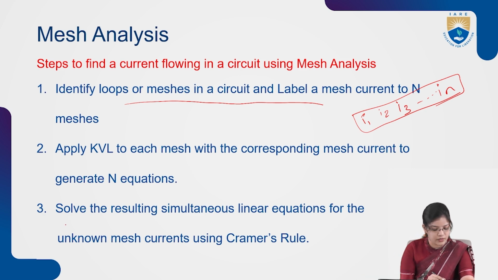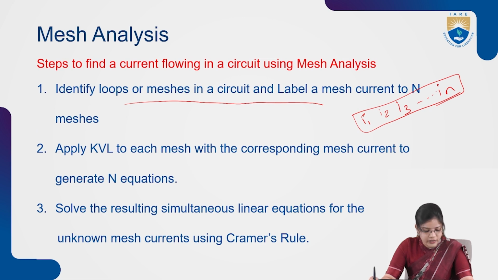In the third step, we have to solve the resulting simultaneous linear equations for the unknown mesh currents using Cramer's rule. We can use Cramer's rule, or we can calculate directly using the equation methods. We can substitute in the calculator and get the values of the mesh currents. If we have n mesh currents, we find them for the n meshes using the calculator. We should use only scientific calculators, where we can directly substitute the values and get the values of currents or voltages. I'll explain that in the next slide.